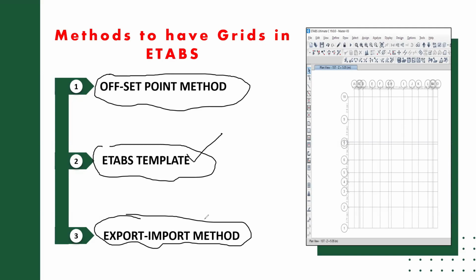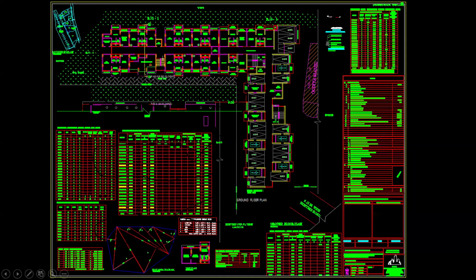But if your architectural drawing is not that simple, if it is complicated, in that situation we adopt the export and import option. Let's try to understand. Suppose your architectural drawing is like this. It is not the easiest one, it is a very complicated one. Here it is a simple building, where the grids are vertical and horizontal everywhere, so it is easy for me to draw the reference grids.